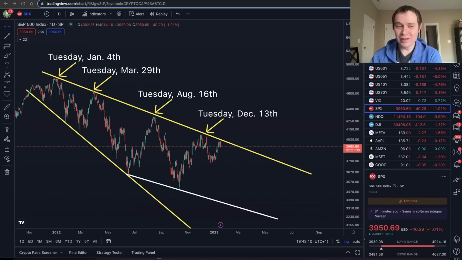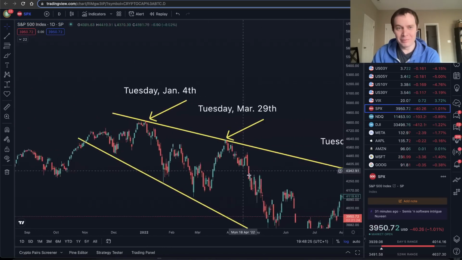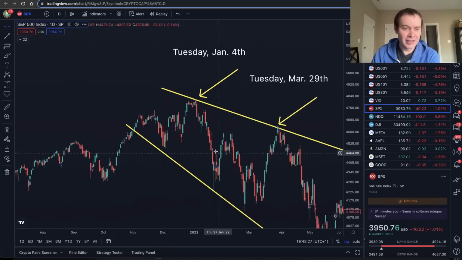But I put out a tweet after I noticed something. I happened to notice that every major local top on the S&P 500 during the bear market actually occurred on a Tuesday. Okay, so again, don't take my word for it. It's always best to verify, right, from the Cryptoverse? Don't trust, verify. So let's verify this.